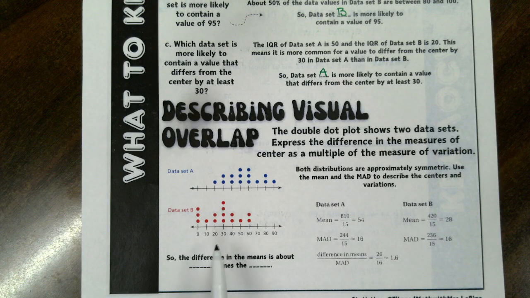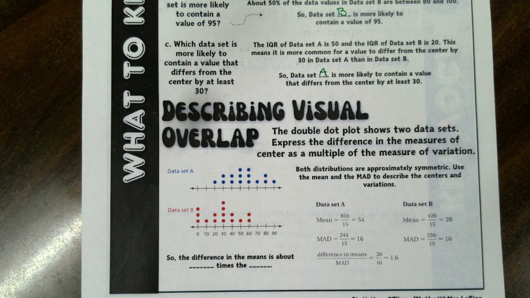We're going to do the same thing for data set B. We add up all of the amounts here, which gets us to 420, and there were, again, 15 dots on the plot. So we take 420, divide that by 15, and our mean for data set B is 28.